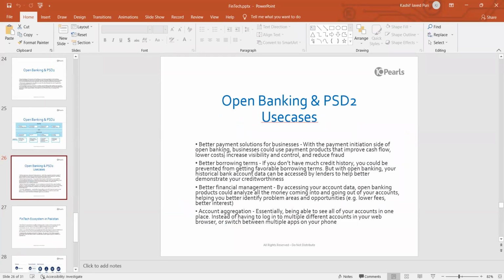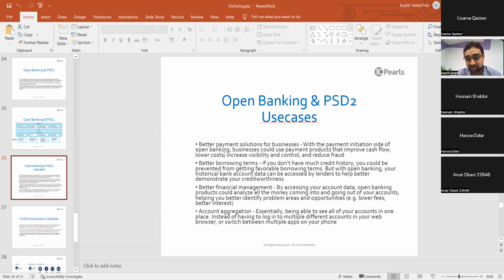First, better payment solutions. Right now, every payment we make from one bank, even through RAAST, goes via the central bank. If the information is directly available to third parties or different banks, then it might be possible to make payments directly from one bank to another without the involvement of third parties. That makes the solution quicker, faster, and easier. And when fewer parties are involved, there are fewer chances of fraud as well.